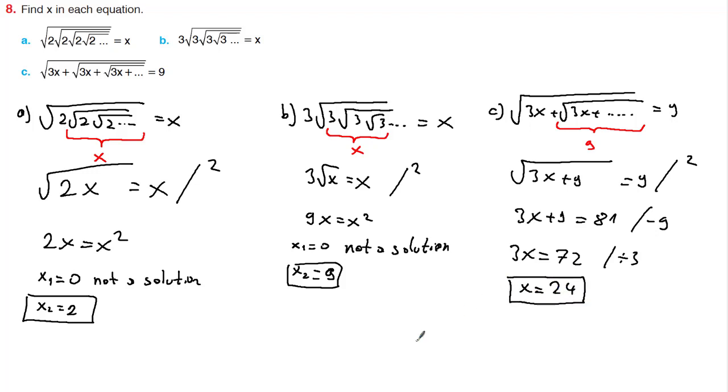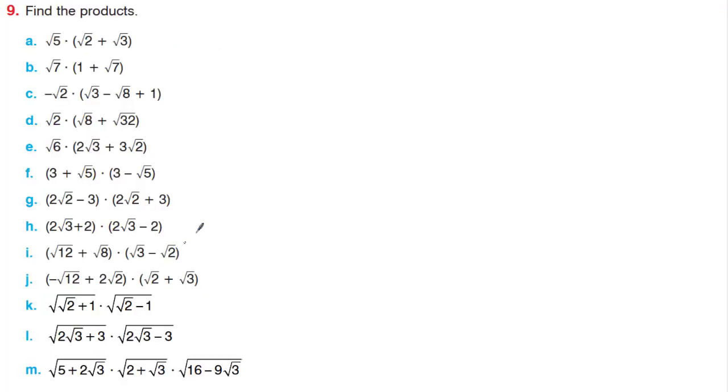So x should be equal to 24. Next, we have some roots here. We will solve some of these problems because most of these are very similar. So 5 times root of 2, like we just multiply this times this, this times this. 5 times 2 is 10, 5 times 3 is 15. 7 times 1, root of 7 times 1 is just root of 7.